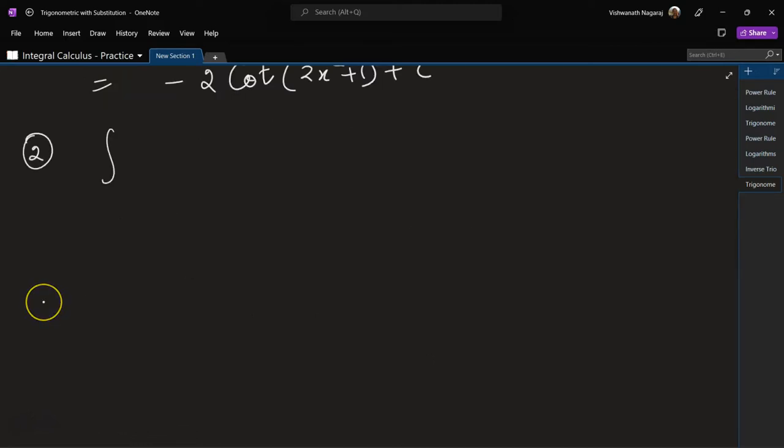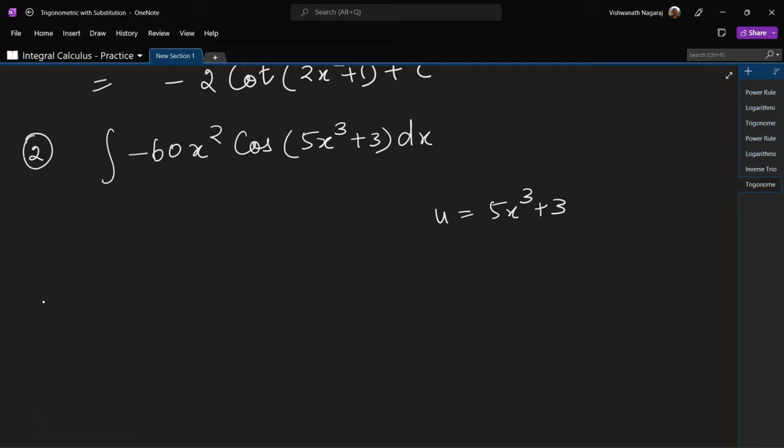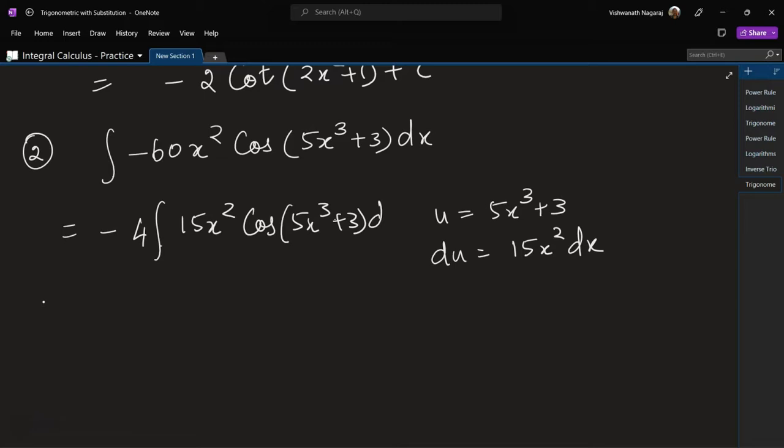Okay. Second one, integral of minus 60 x square cos of 5x cube plus 3 dx. So here we take u is equal to 5x cube plus 3, du becomes 15x square dx. Now here, if you can think ahead, fine. Even if you can't think ahead, this is 15, 15 4 60. So let's take 4 out. We are left with 15x square cos of 5x cube plus 3 dx.